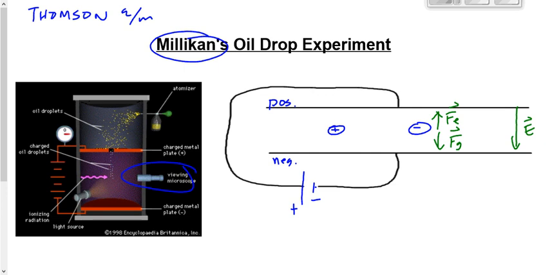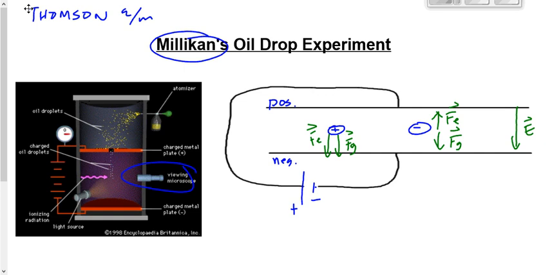Let's take a look at the positive one now. We still have an electric force acting on this one. Which way does the electric force act on the positive? Up or down? Yep. Down. Are you sure? Positive, the force is with the field. The field is downward, the electric force has to be downward as well. The gravitational force is going to be downward as well.